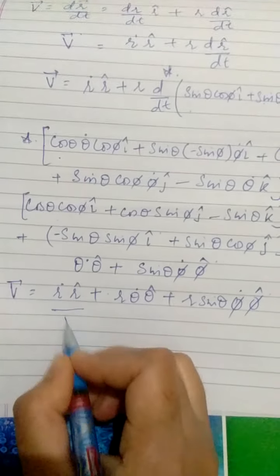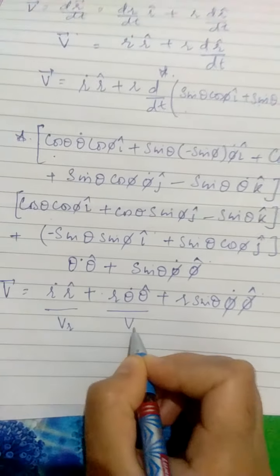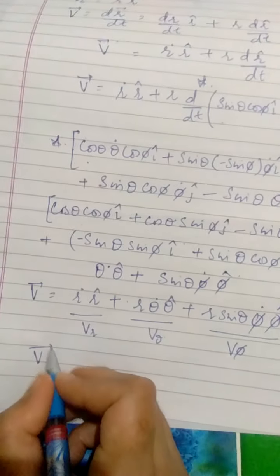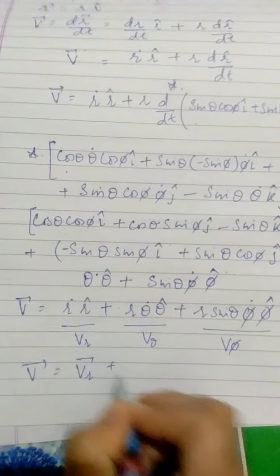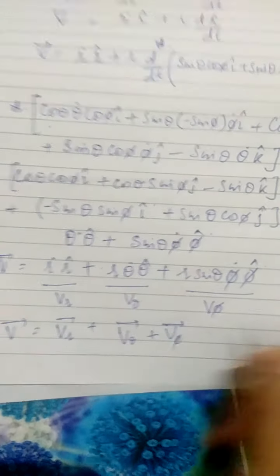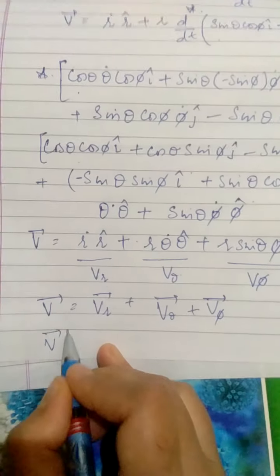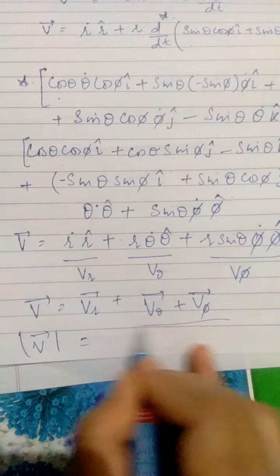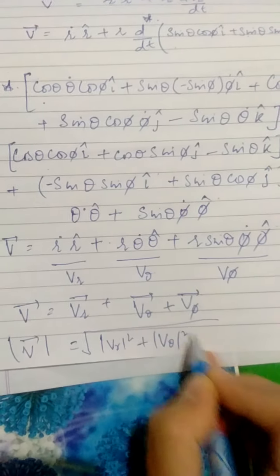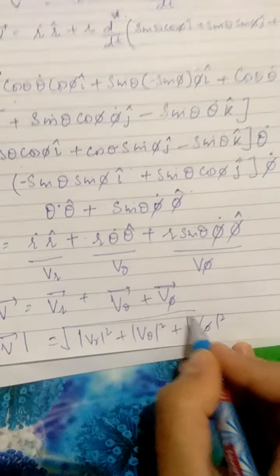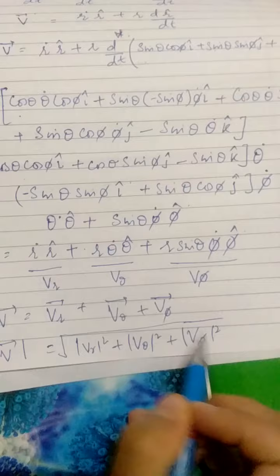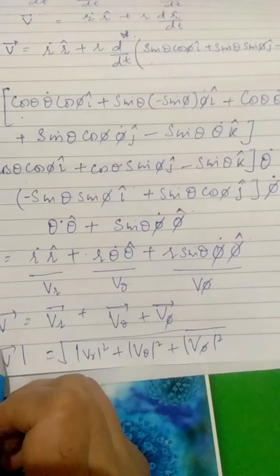Obviously you can identify this as the radial component of velocity, this as the theta component and this as the phi component. Therefore the velocity vector is given by v r plus v theta plus v phi, and obviously the magnitude will be given by the square root of the sum of the squares of these terms. So v r squared plus v theta squared plus v phi squared under root, where v r is r dot, v theta is r theta dot, and v phi is r sine theta phi dot, right?